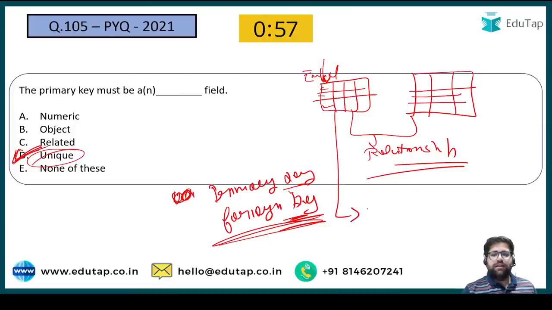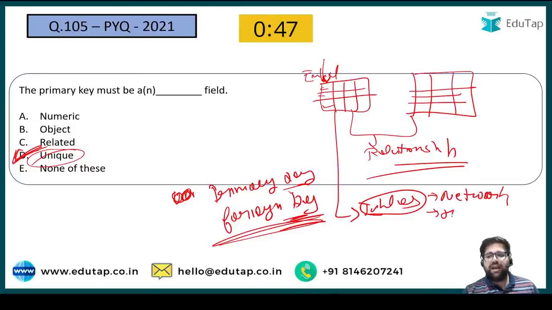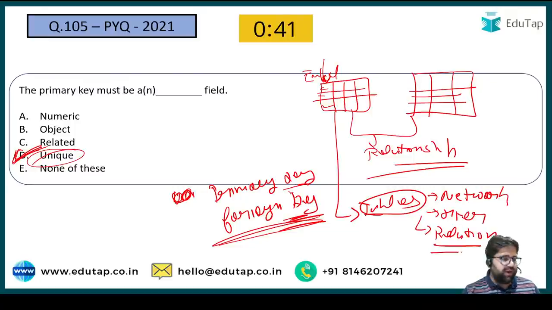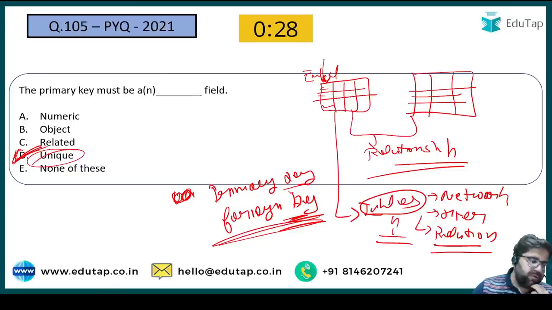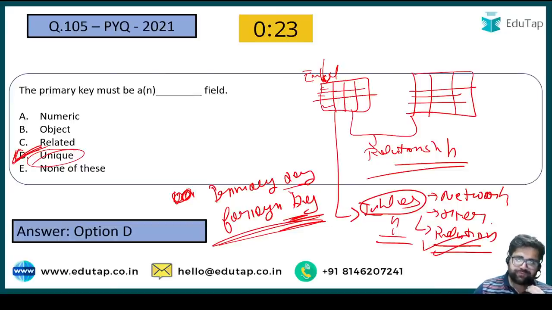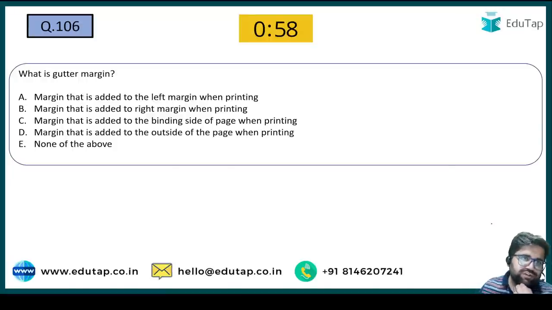My question to you: we have discussed tables. Table is a form of which type of database? Is it network, hierarchy, or relational? Let me know the answer. Yes, Akash is saying good: unique and non-repetitive. Question number 105, I have one more question for you. Table is a form of which type of database? Yes, it's relational. Good.